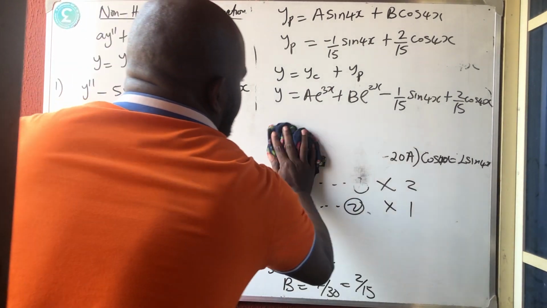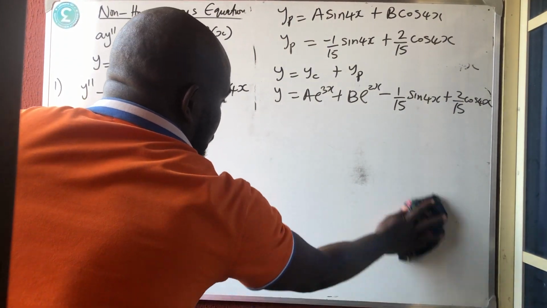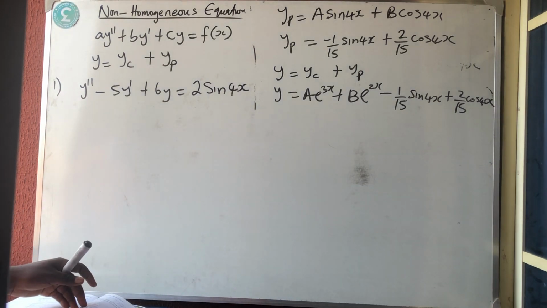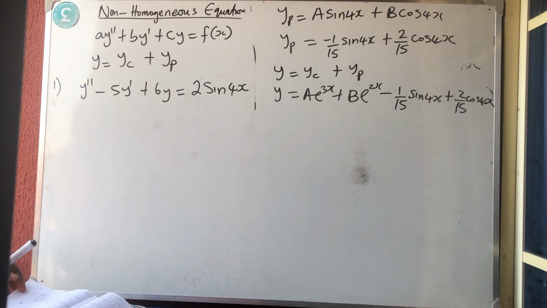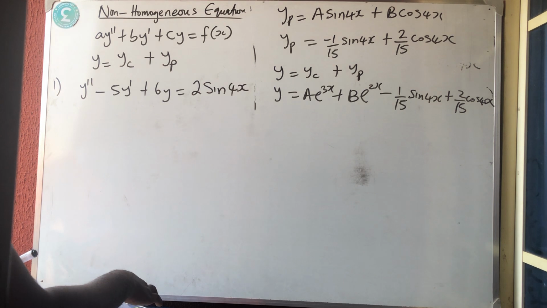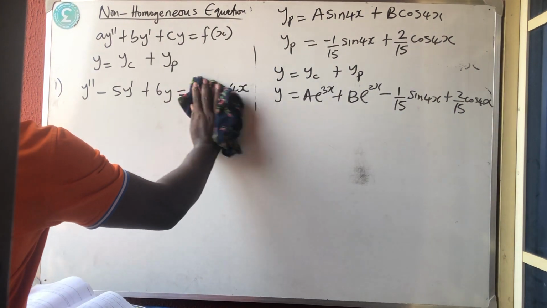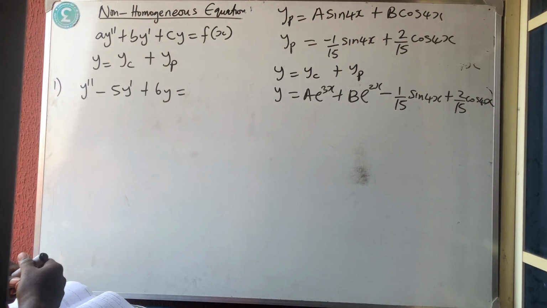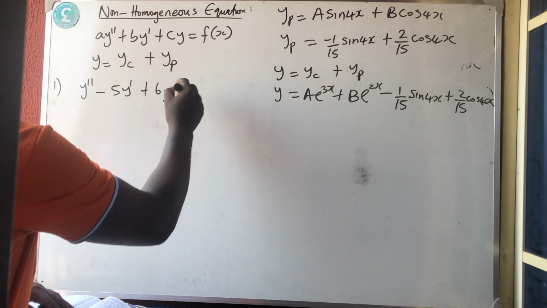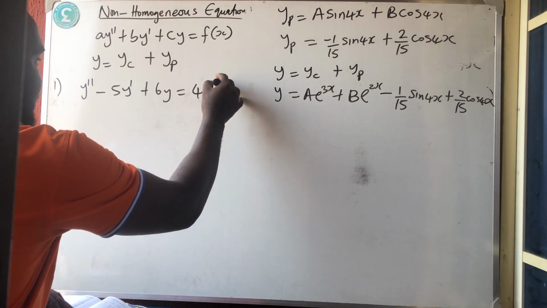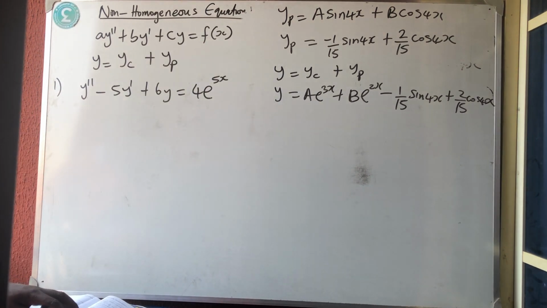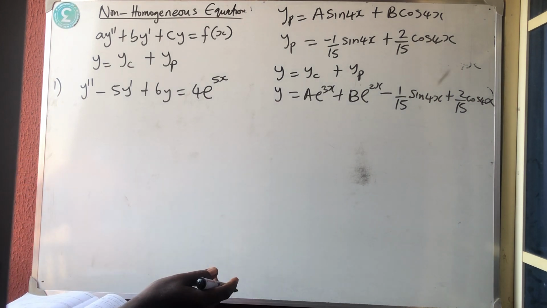So let's keep going. This one is for trigonometry, so let's go for exponential. If there is any mistake anywhere, please try and correct it, because the board is very small. So for exponential, I'm having 4 e raised to power 5x. This one is very simple.